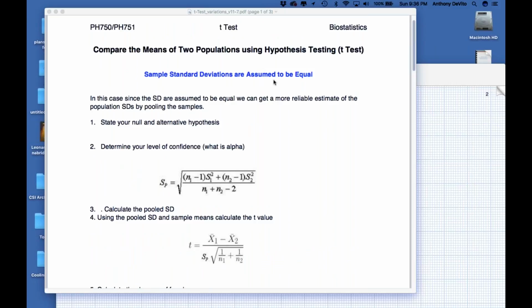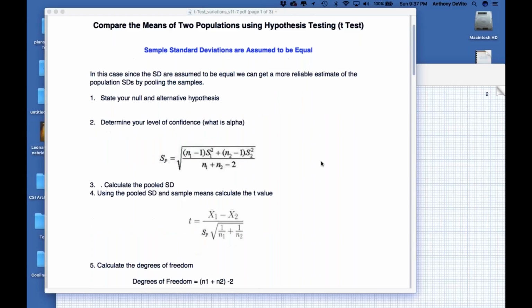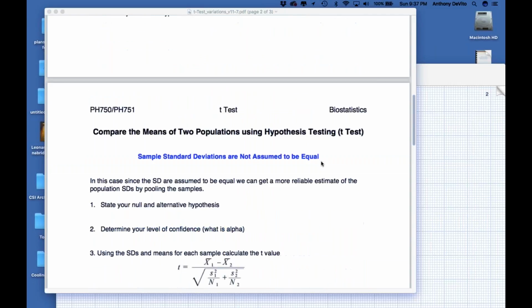So what do we mean? What's going to be equal enough? They're never going to be exactly the same. What's going to be equal enough? Well, for our purposes, if one standard deviation is less than double the other one, in other words, if they're close enough that one is not double what the other is, we're going to go with assuming that they're equal for our purposes.